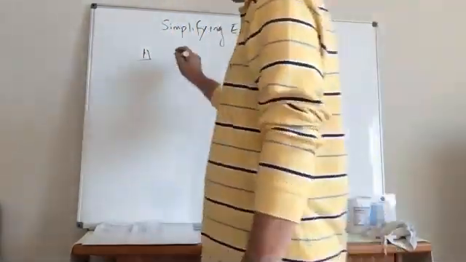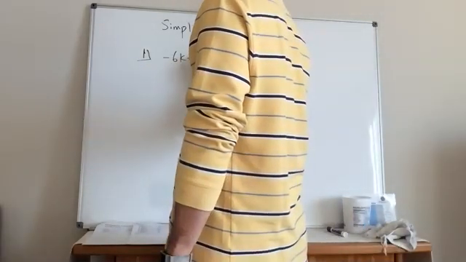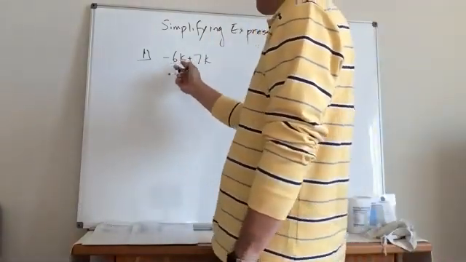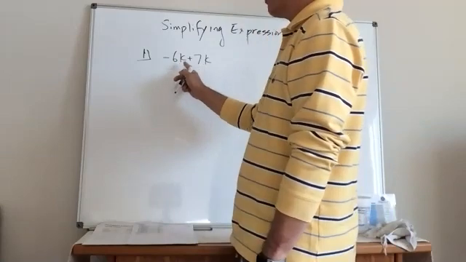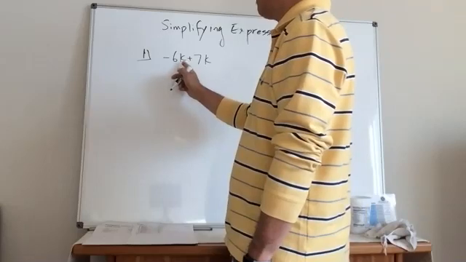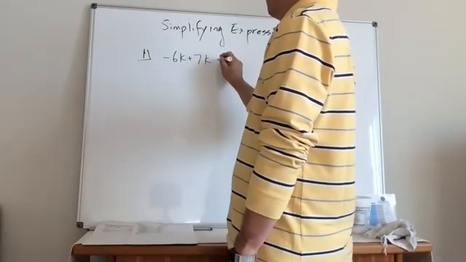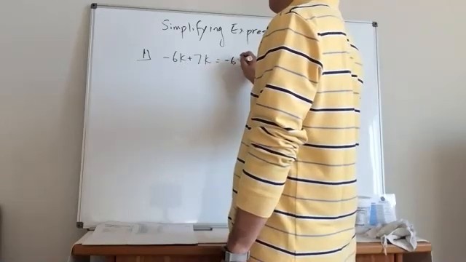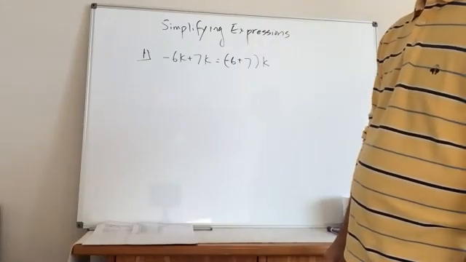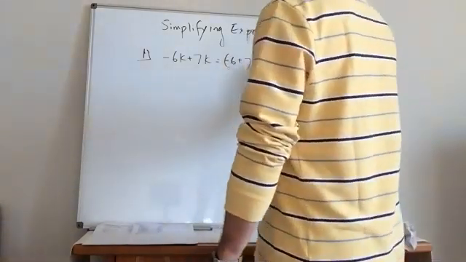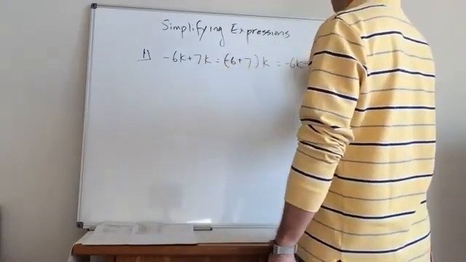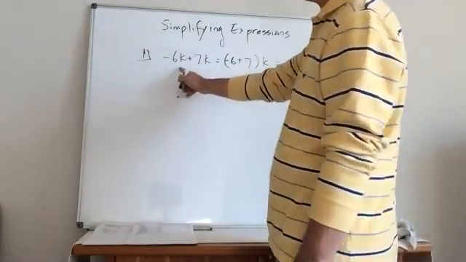Number 1 says minus 6k plus 7k. Okay, so when we look at this, we see that both of these terms share the same variable, the same variable k. So this is basically the same as this. Because if you distribute this out, what do I get? I get negative 6k, right? And then if I distribute this out, I get 7k, which is the same thing I have over here.